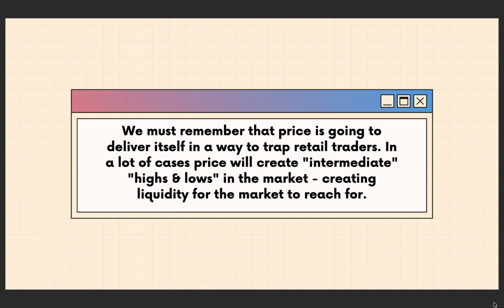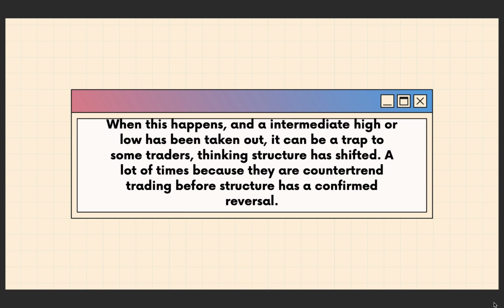We must remember that price is going to deliver itself in a way to trap retail traders. In a lot of cases, price will create intermediate highs and lows in the market, creating liquidity for the market to reach for. When this happens and an intermediate high or low has been taken out, it can be a trap to some traders thinking that structure has shifted. A lot of times because they are counter trend trading before structure has a confirmed reversal.